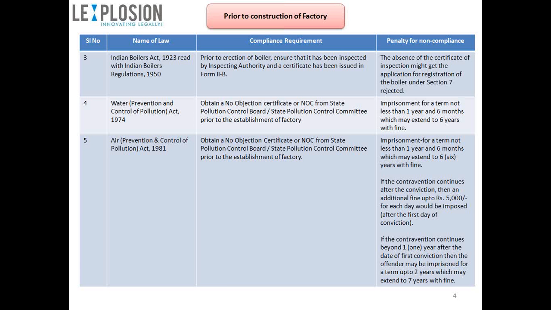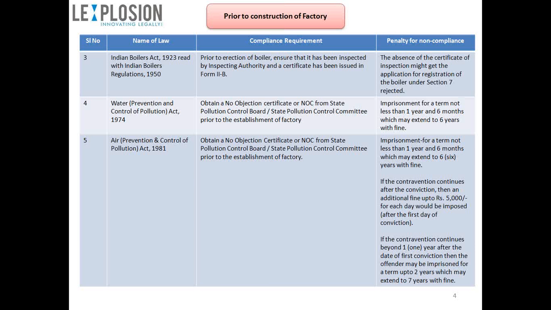So you would see that if you don't obtain an NOC from the State Pollution Control Board under both the Water Prevention and Control of Pollution Act and the Air Prevention and Control of Pollution Act, there could be imprisonment for a term of not less than 1 year and 6 months, which may extend to 6 years with fine. So you need to ensure that these things are taken care of. There is also a provision for continued contravention of ₹5,000 for each additional day.